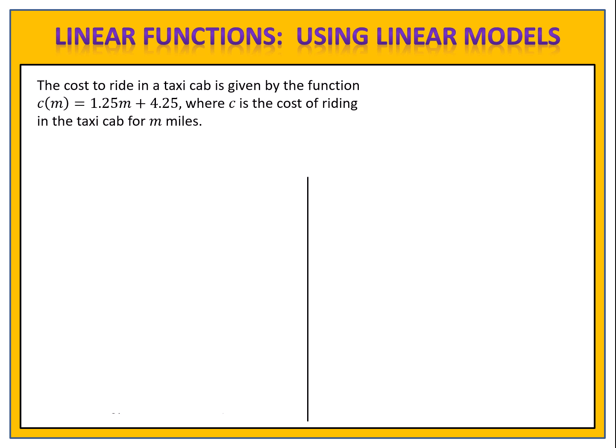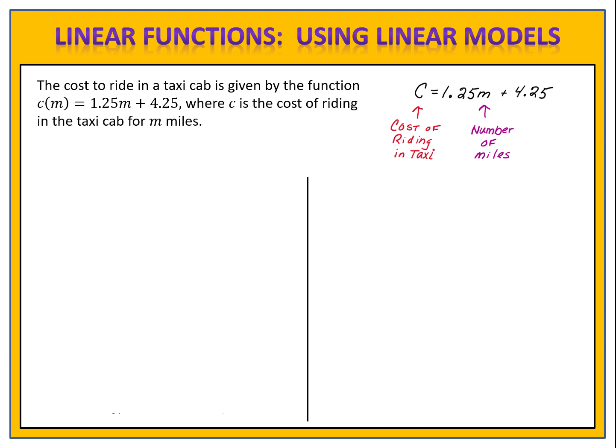In the first exercise, the cost to ride in a taxi cab is given by the function c of m equals 1.25m plus 4.25. They tell us that c is the cost of riding in the taxi cab for m miles, and we want to answer some questions. First, before we can do that, we have to understand the model that we have. Here's the equation, and they tell us that c is the cost of riding in the taxi. They also tell us that m is the number of miles.